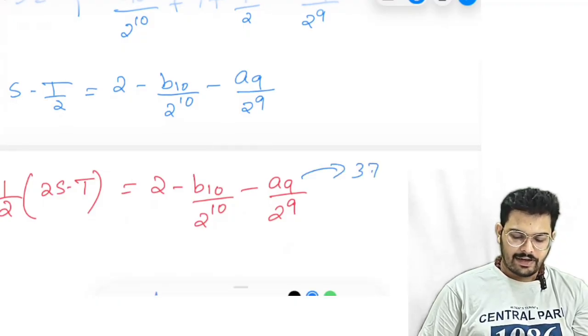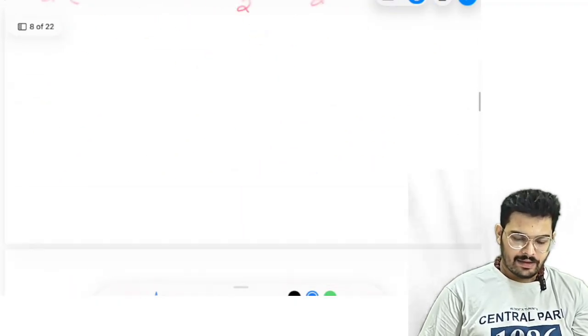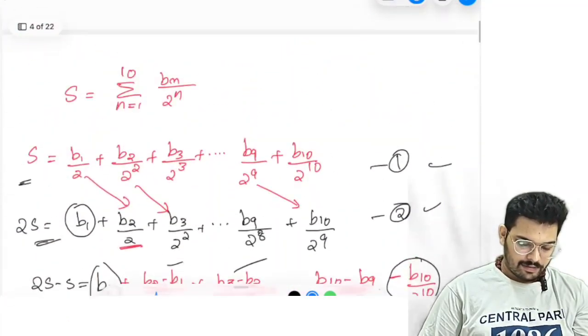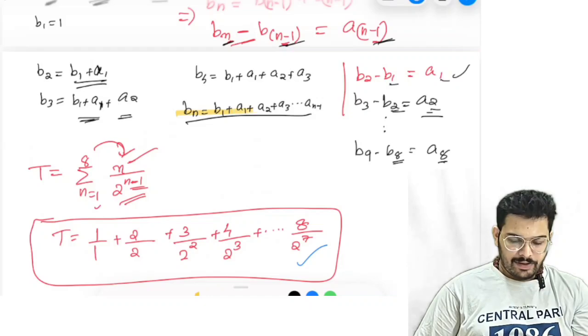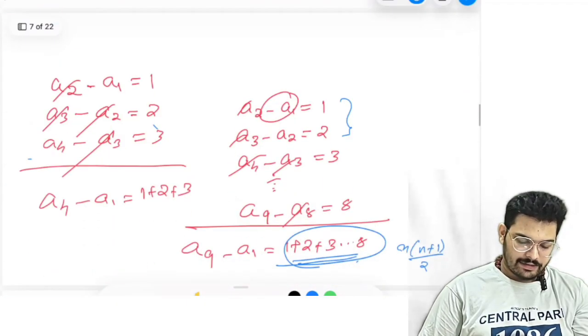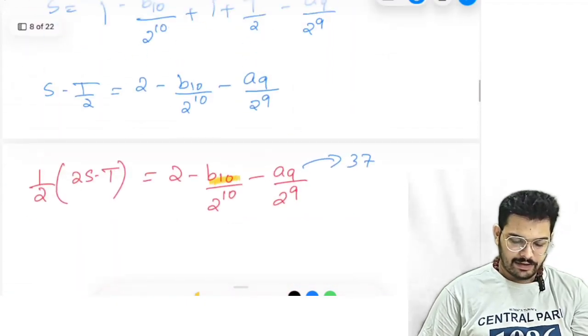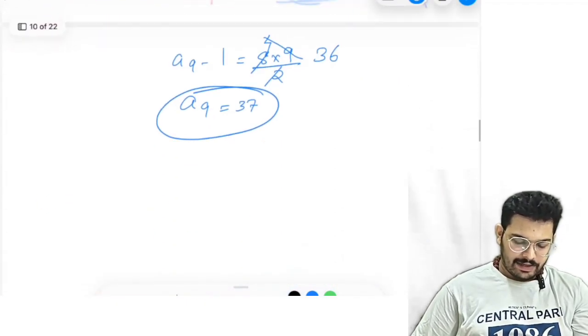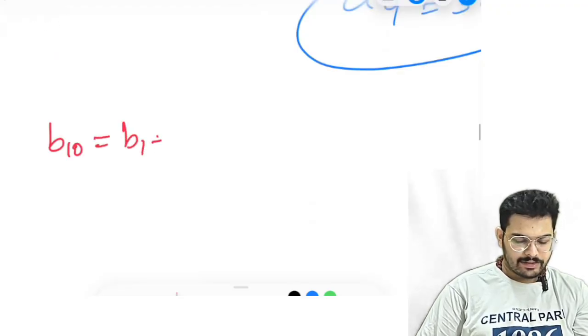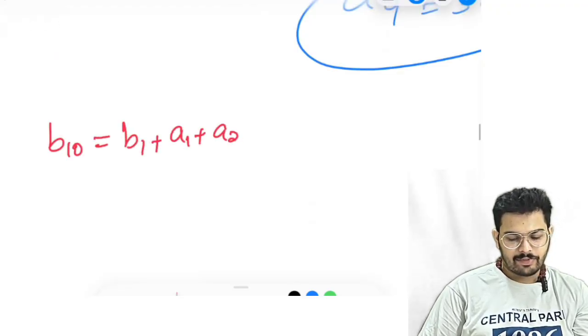Now we need the value of b10, right? So Bn, we already found the relation of Bn before. Bn equals b1 plus a1 plus a2 etc. up to a(n minus 1). From there we need b10, right? So b10 is the thing we need here. So b10 we can find it. b10 will be equal to b1 plus a1 plus a2 plus a3 plus etc.